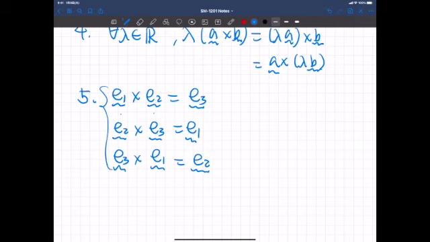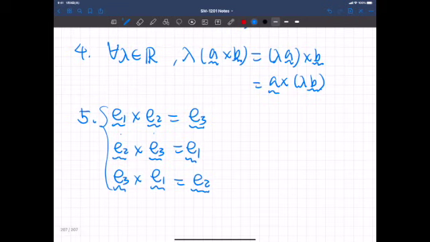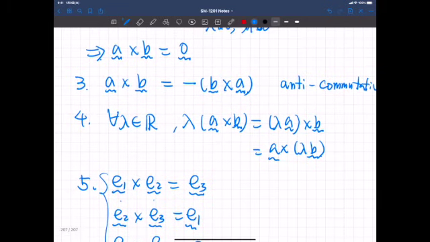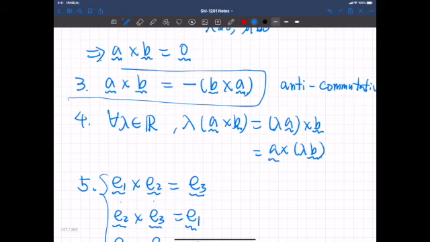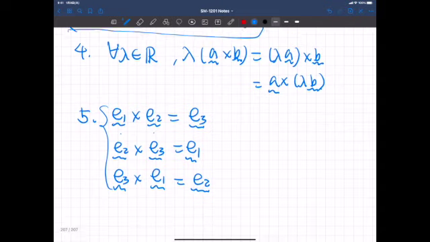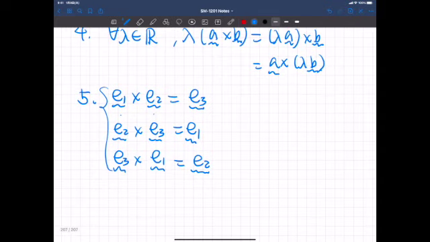Be careful of the orders. From the previous point 3, the order of multiplication matters. So if we change, for example, E1 cross E2 to E2 cross E1, then the result will be different. That will be negative E3. So be careful. Now let's prove this theorem.